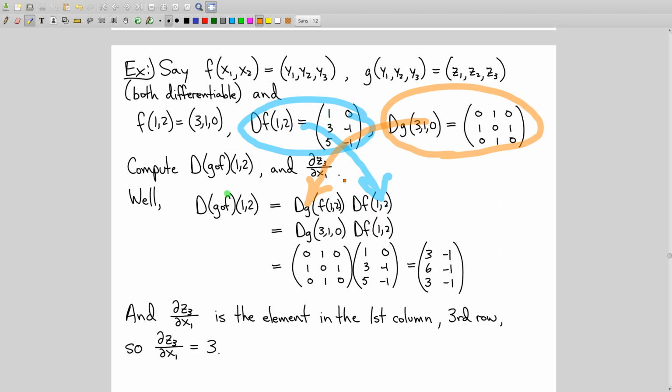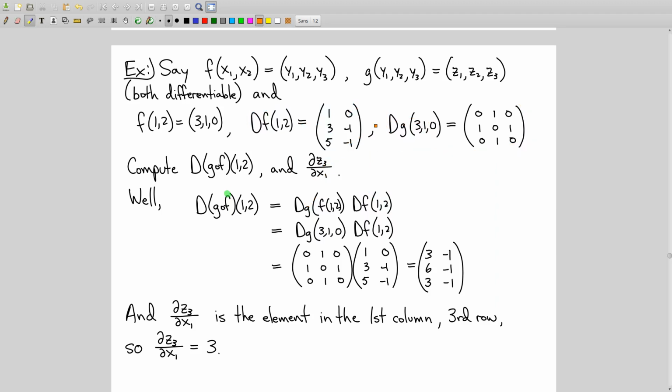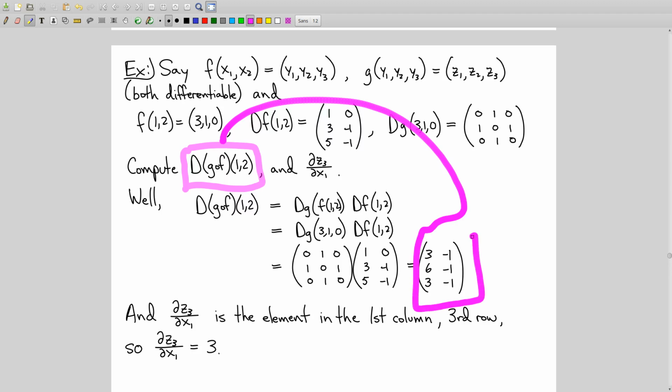Okay, and then you multiply the matrices, and here's your answer. And so we now have, if I can tap the thing, there we go, the DG matrix that we wanted to compute is this right here. Okay, second part of the question. The second part of the question is to find this specific partial derivative: the partial of Z3 with respect to X1.